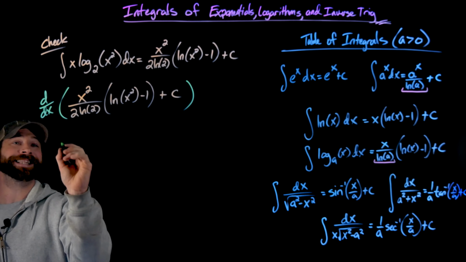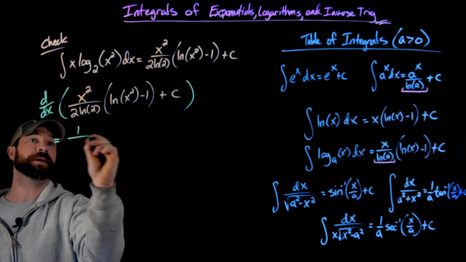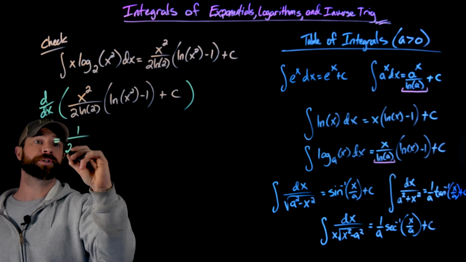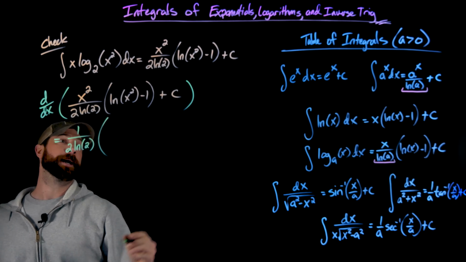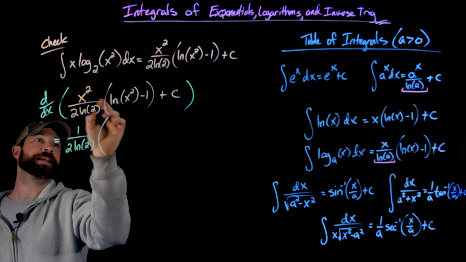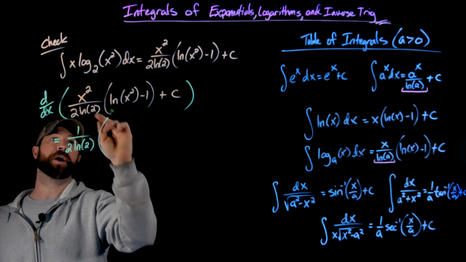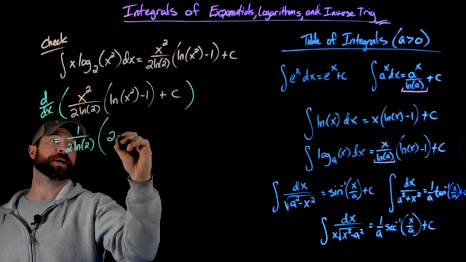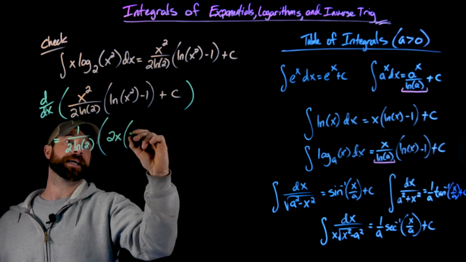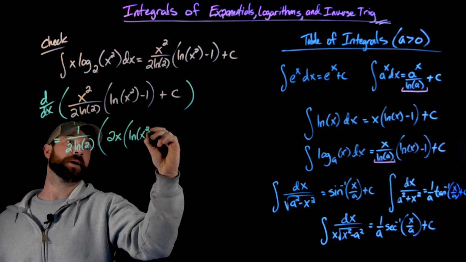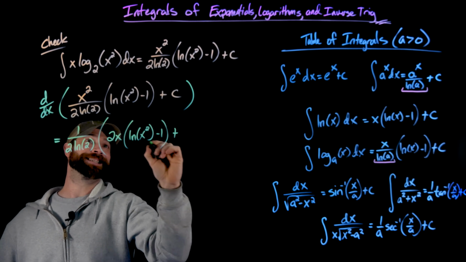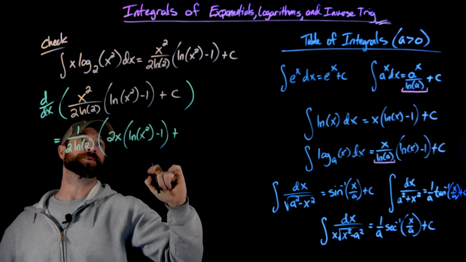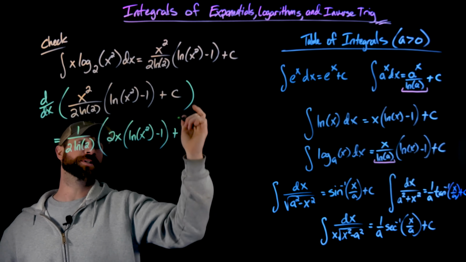So what I get in this case is I'll pull this 1 over 2 natural log of 2 out front here. And then we have the product rule of these two terms right here. And so I'll take the derivative of x squared to get 2x, and then times this other factor, so natural log of x squared minus 1. And then I'm going to add that to the derivative of this.